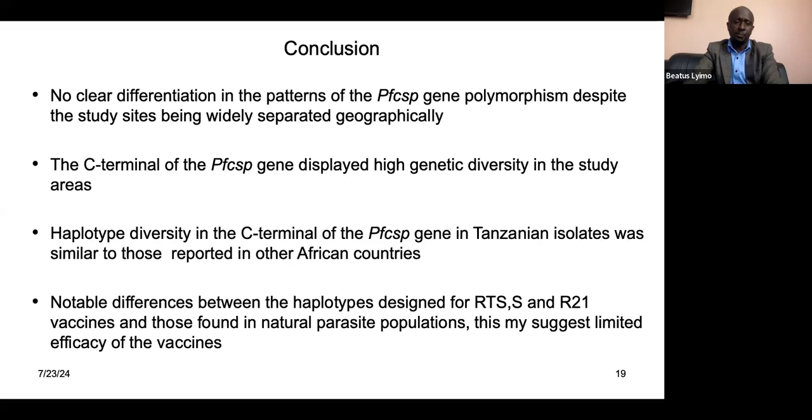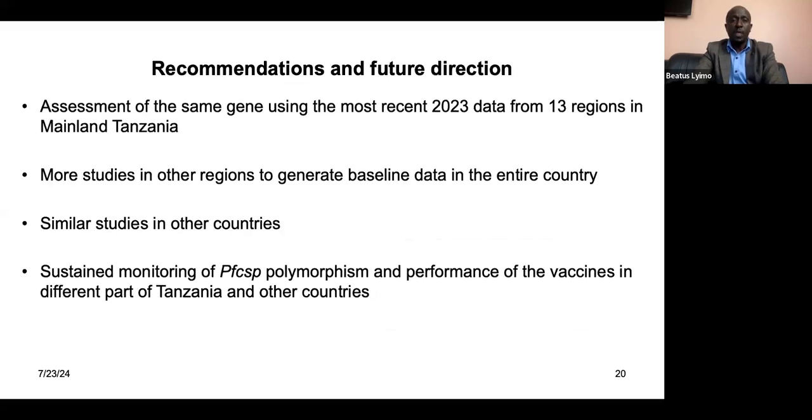As I mentioned, we found notable differences between the haplotypes which are designed for the RTS,S and R21 vaccines and those found in the natural population. And this may suggest limited efficacy of the vaccine. So what is our recommendation and future direction?